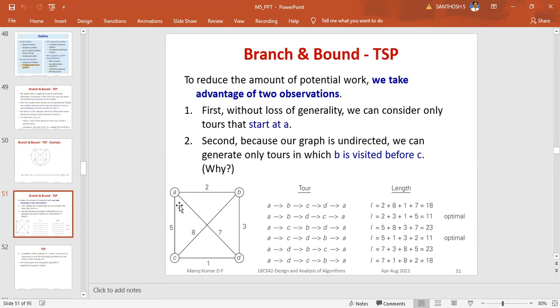Similarly, you start with A to C. A to C is 5, C to D is 1, D to B is 3, and B to A is 2. That is equal to 11. That is the optimal solution, because when you go through all the paths, these are the smallest distances you get. One is A to B, B to D, D to C, and C to A. The other one is just the reverse of this: A to C, C to D, D to B, and B to A. So those are the two results you get as optimal.